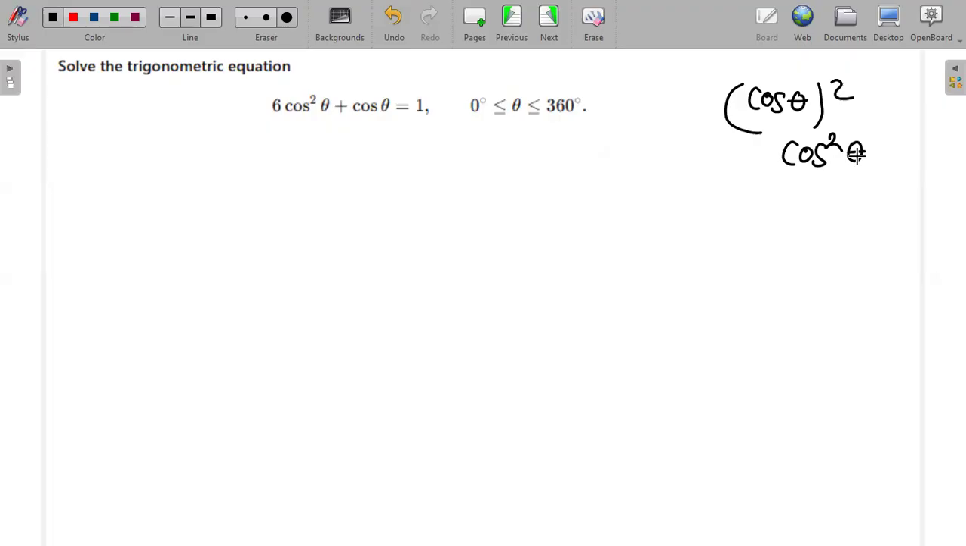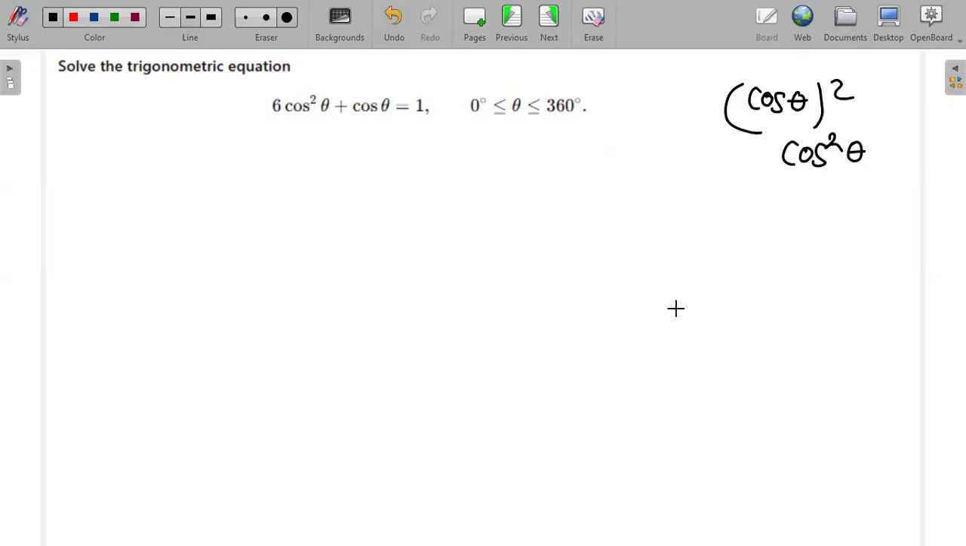Now, when solving trigonometric equations, it's not hard at all. It's just the same as solving regular equations. But now the only difference is that we have some trig ratios that have been fused into that equation.